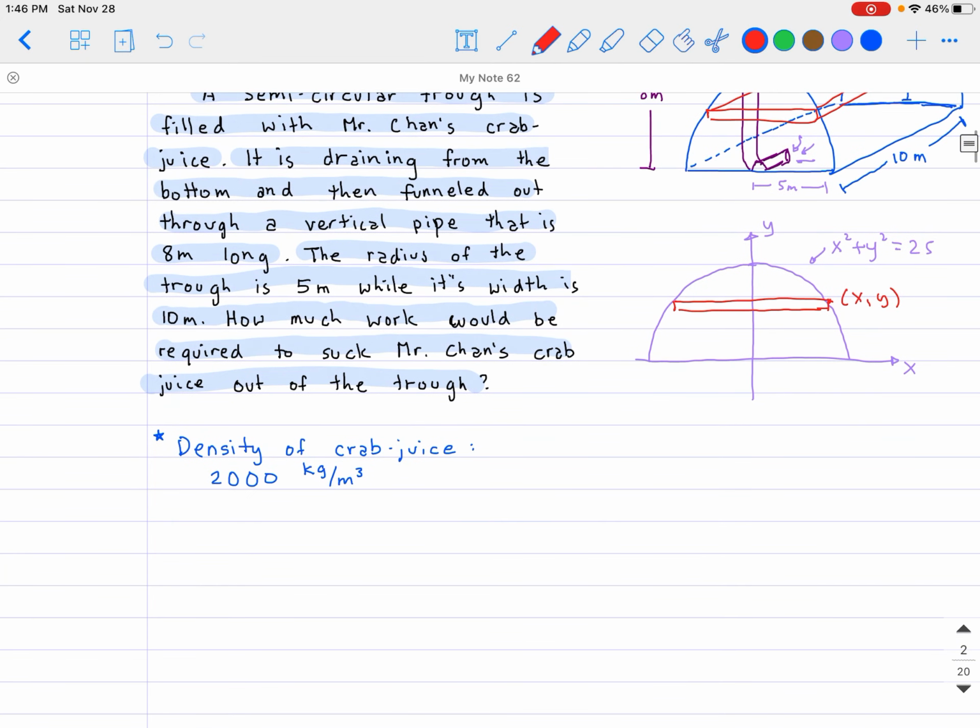So first item, oh, by the way, the density of the crab juice, which again I have to give you, is going to be 2,000 kilograms per cubic meter. And again, I don't know if that's a lot, but yeah, 2,000 just sounds like a good number.